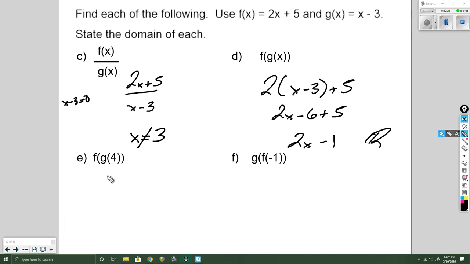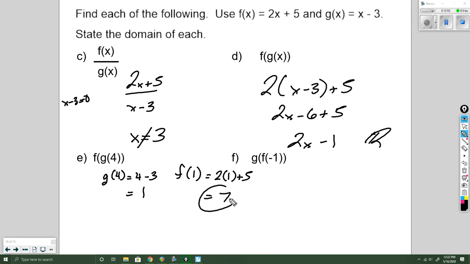All right, so g of 4 is going to be 4 minus 3, which is 1. And then we're going to take that output value and plug it into f. That's what it's saying. f of g of 4 just means plug 4 into g, and with whatever you get, plug that into f. So now we're going to do f of 1. That's 2 times 1 plus 5, which is 7. All right, so 7 is f of g of 4.